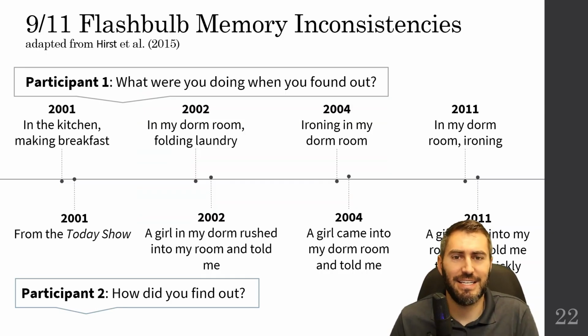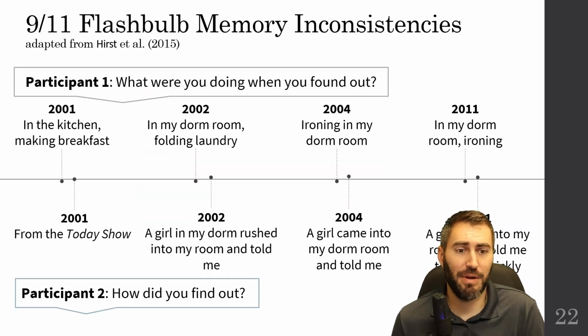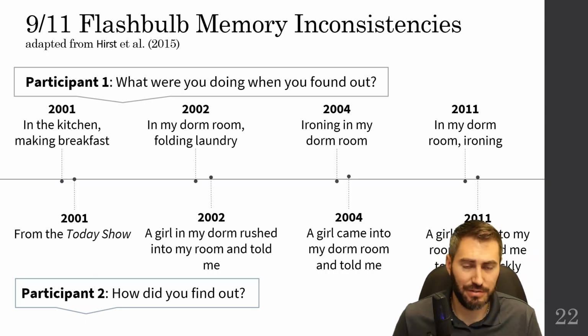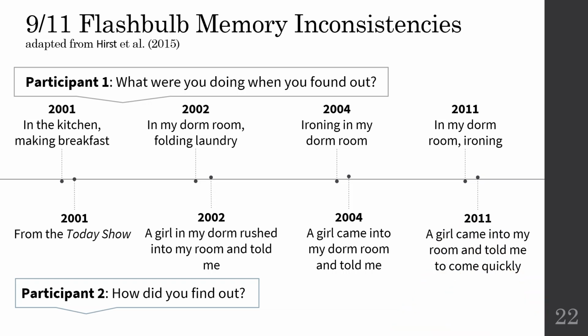Another example here is this idea of flashbulb memories. Flashbulb memories are really interesting and really cool, and studying them is really interesting as well. Some examples have been looked at in 9/11 and how we remember things from 9/11. In this example, participant 1 told researchers what they remembered at different times. Immediately afterwards, in 2001, they said they were in the kitchen making breakfast when they first found out about what happened.